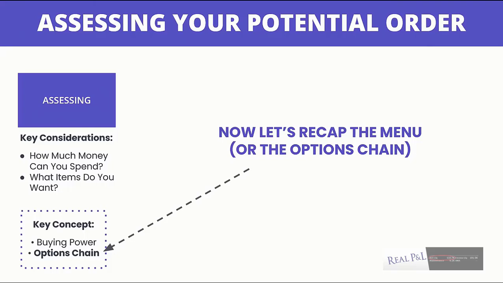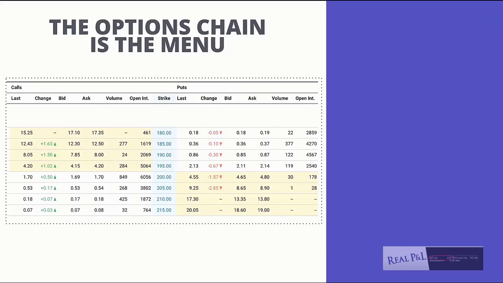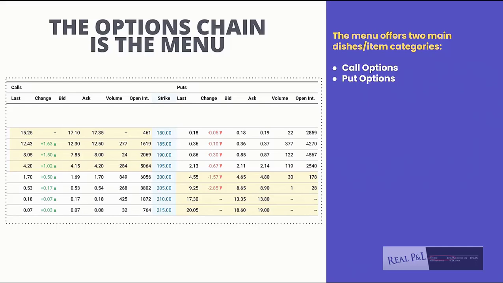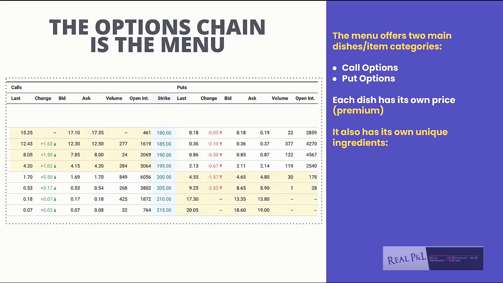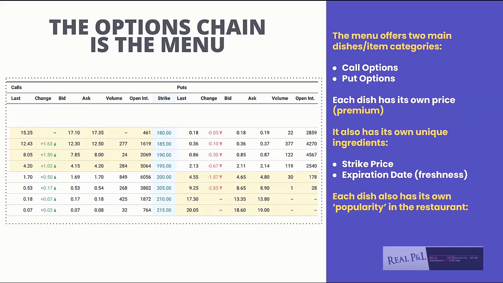Now let's recap the menu or options chain. So here's the options chain menu. The menu offers two main dishes or items: call options or put options. Each dish has its own price or premium. It also has its own unique ingredients, like the strike price and the expiration date, and each dish also has its own popularity in the restaurant: volume and open interest.